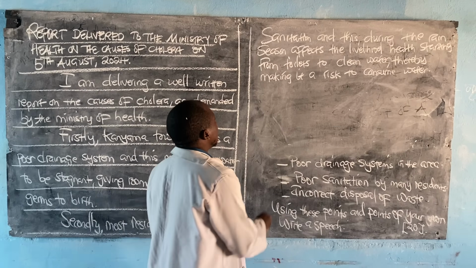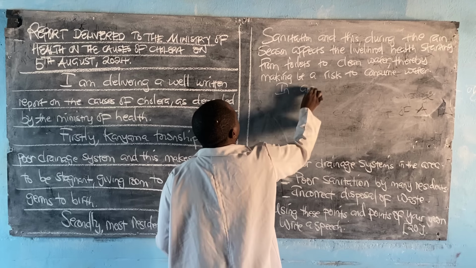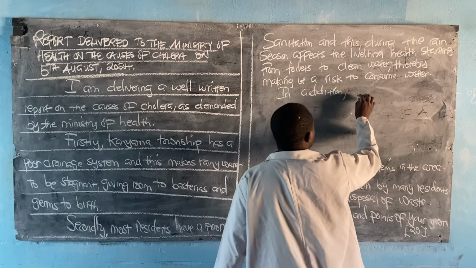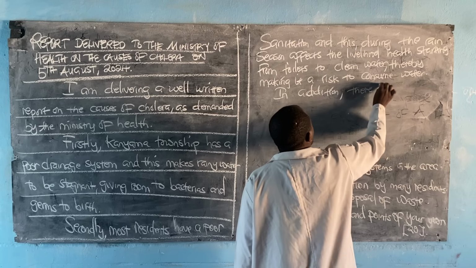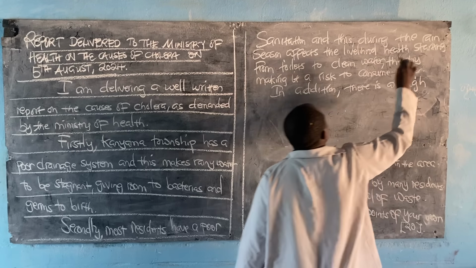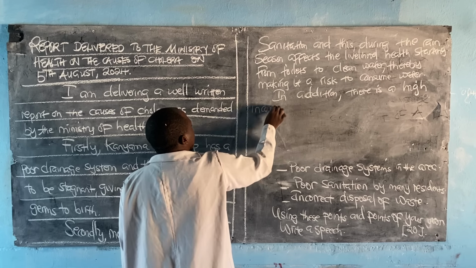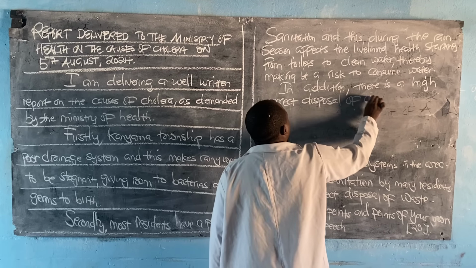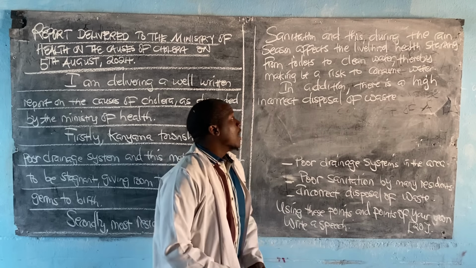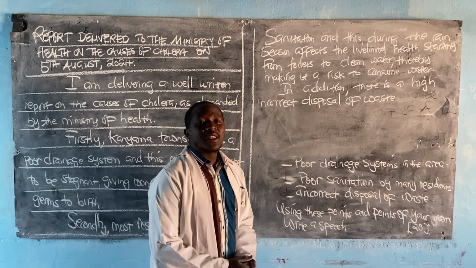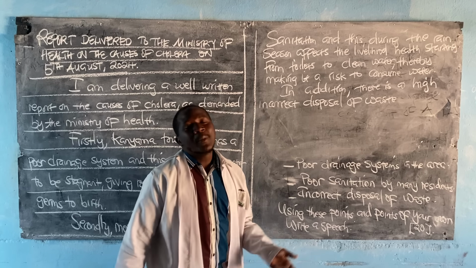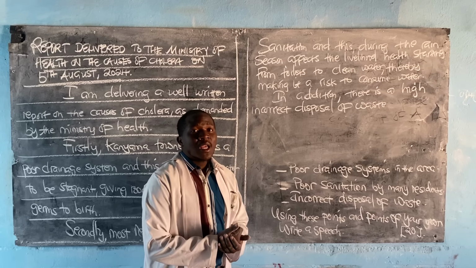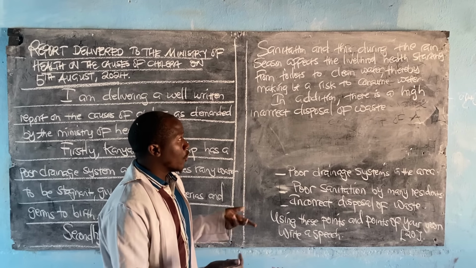We can use the third point. So we're going to say, in addition, there is a high incorrect disposal of wastes. Remember, when you use a point, it's just a matter of expanding and supporting the point to make it much more meaningful, clear and suit in with the story that you currently are writing.